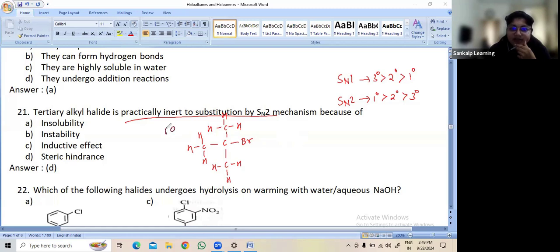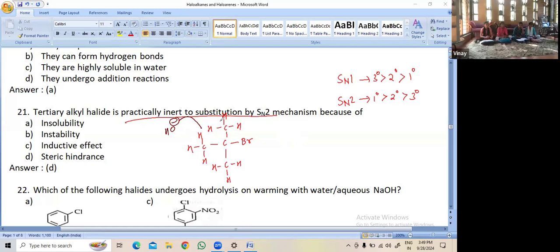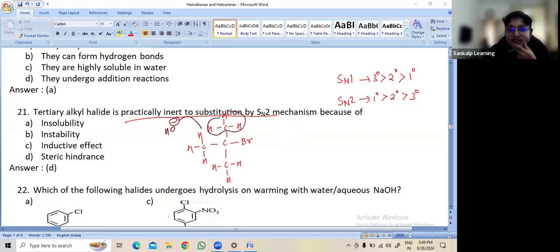In the SN2 mechanism, the attack of the nucleophile takes place from behind. Now, do I have any space to attack the carbon? No. Why? Because the CH3 groups are bulky groups. So there is a steric hindrance.